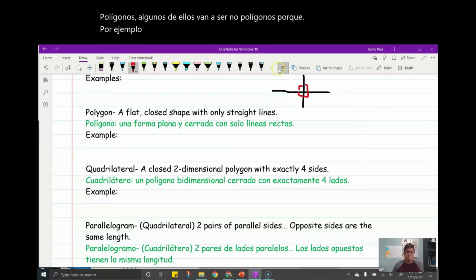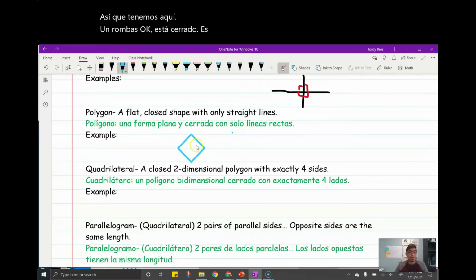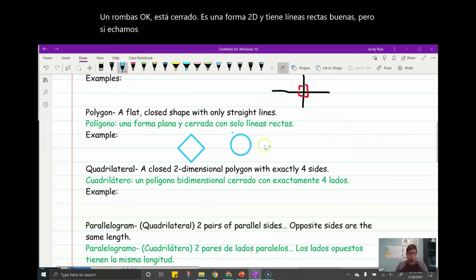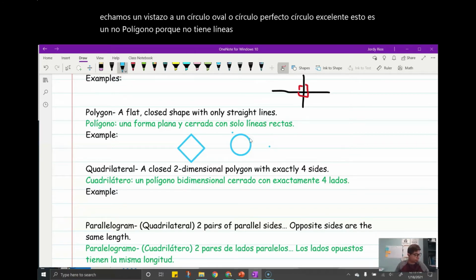So let's go ahead and draw that. We have here a rhombus. It's closed, it's a 2D shape, and it has straight lines. Good. But if we take a look at an oval or a circle, this is a non-polygon because it doesn't have straight lines. It has curvy lines. So those are your two examples.